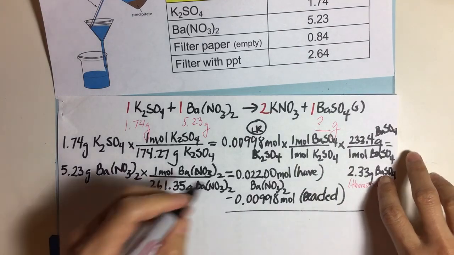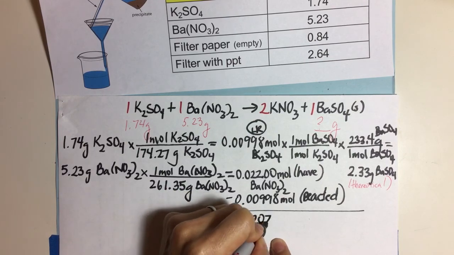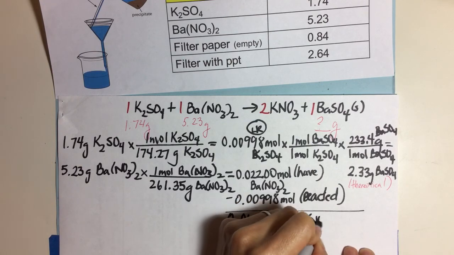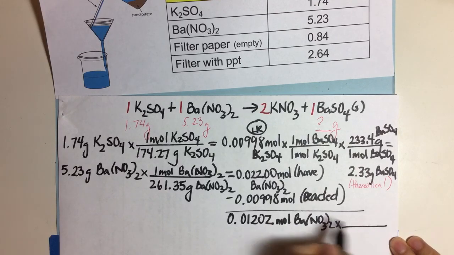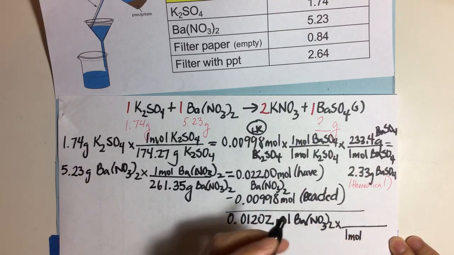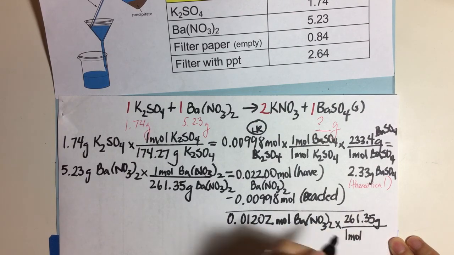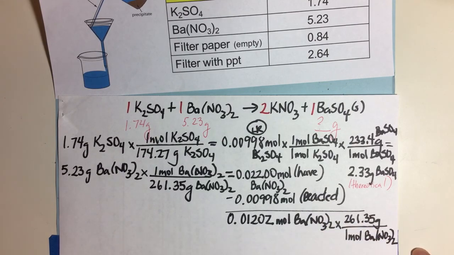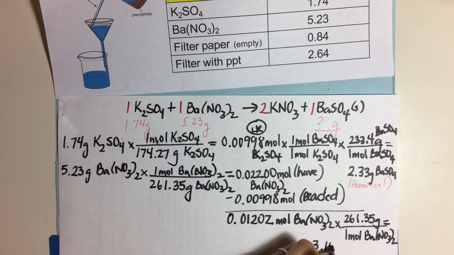Okay, and subtracting those two numbers, you get this number. These are not very nice numbers, but you've got this lovely handy calculator to help you work through the problems. So 1 mole of the barium nitrate has a mass of 261.35 grams. And then that will give you the mass, so that will equal 3.14 grams of barium nitrate.